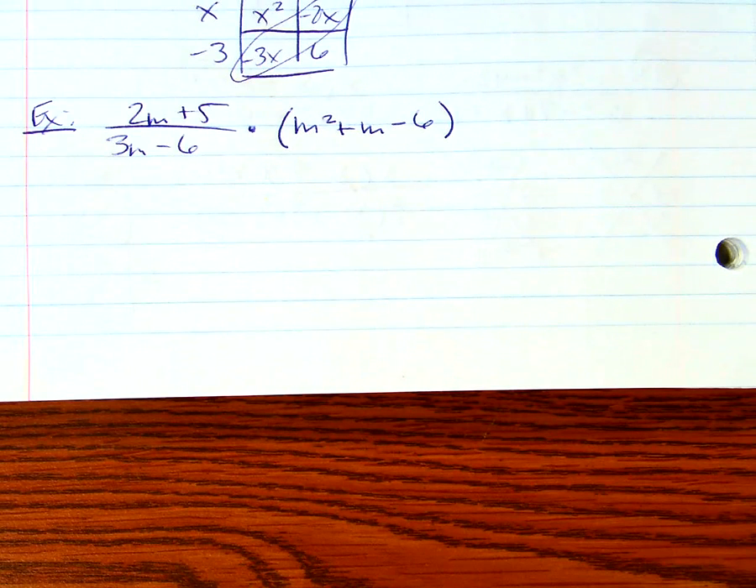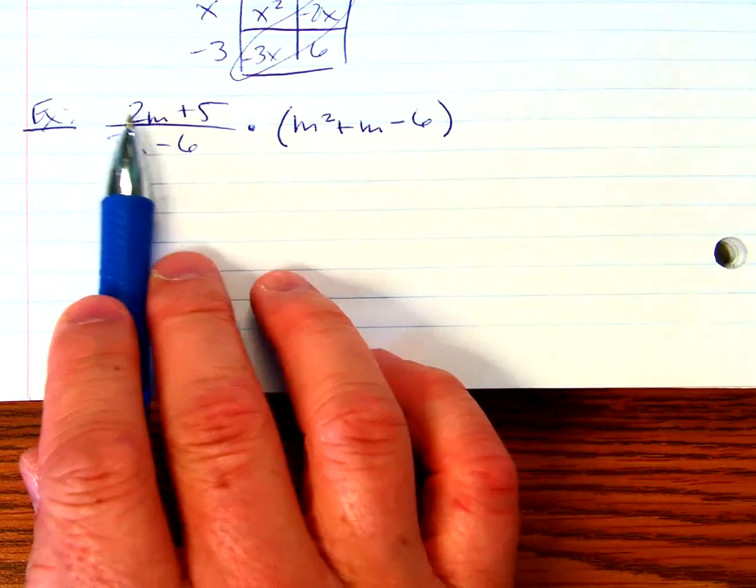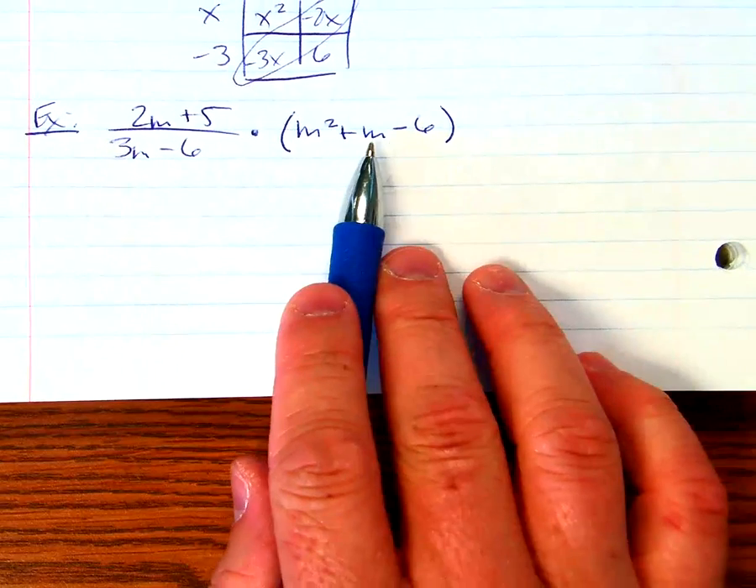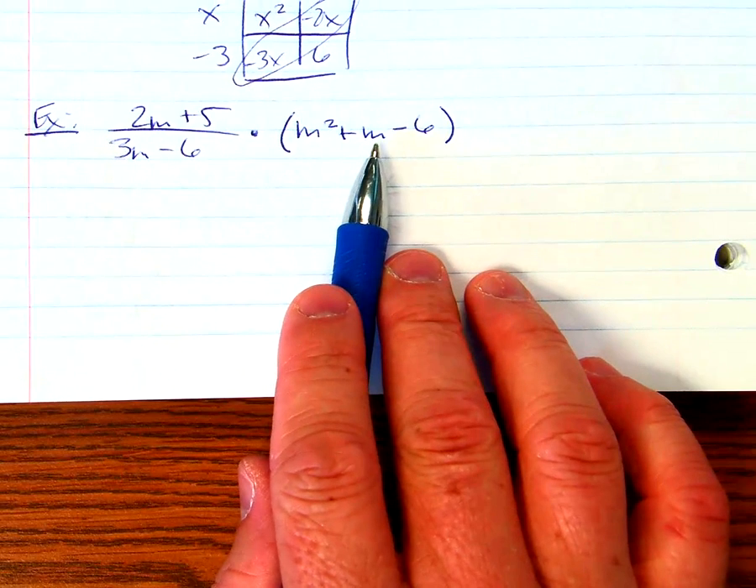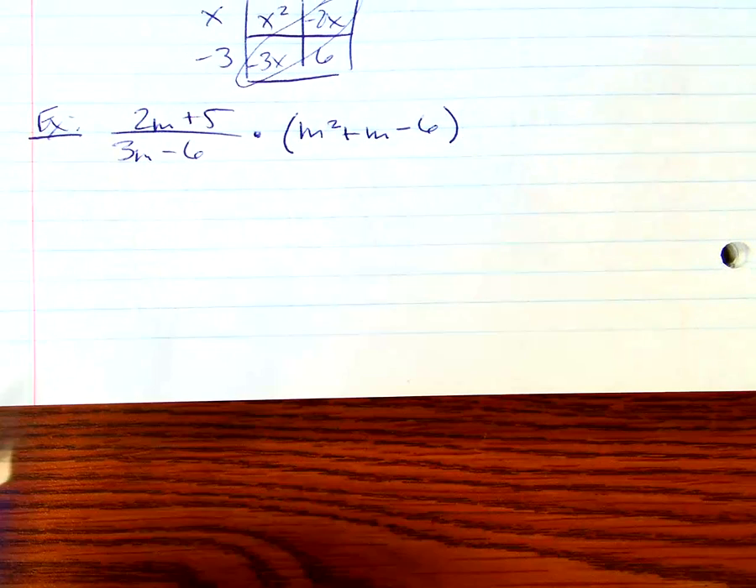So for this one, we've done something a little weird. On the left, we have a rational expression, a numerator and a denominator. But on the right, it's just a polynomial. We don't have a numerator and denominator. It's just this one thing.